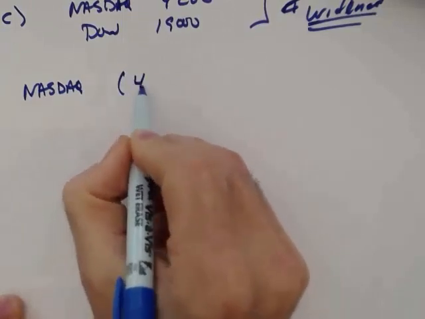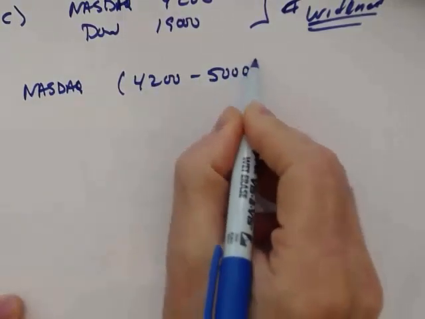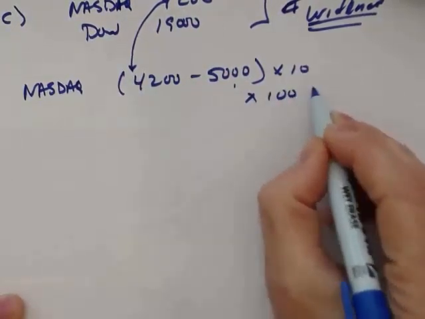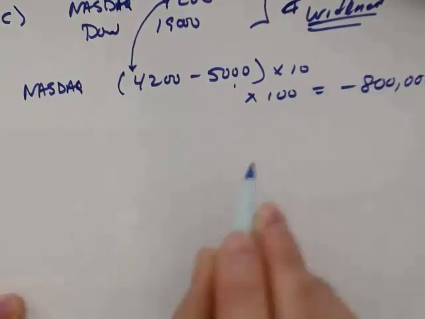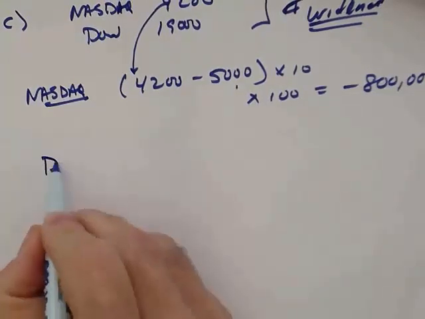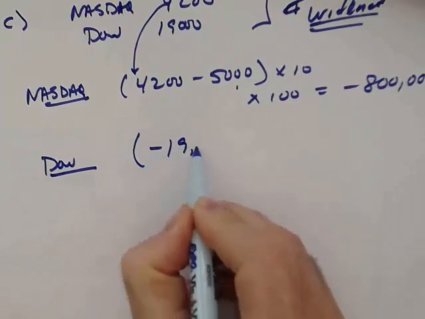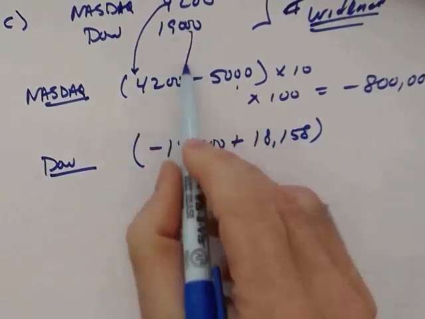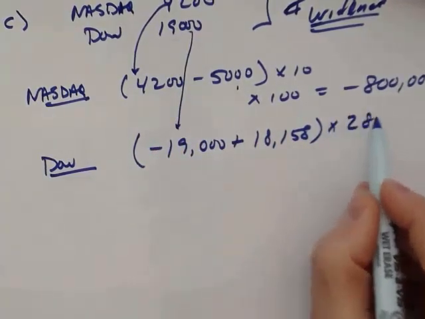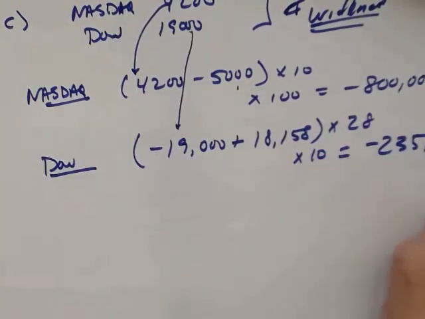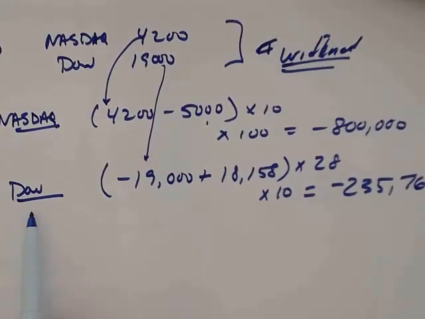So for the NASDAQ, we went 4,200 minus the 5,000 where we started, times 10 contracts, times the contract size, and we lost 800,000. We expected the NASDAQ to go up. It didn't, so we lost 800,000. Now with the Dow, it's now 19,000. It was 18,158, so there's the 19, times 28 times 10, and that equals minus 235,760. We expected the Dow to stay flat or drop.